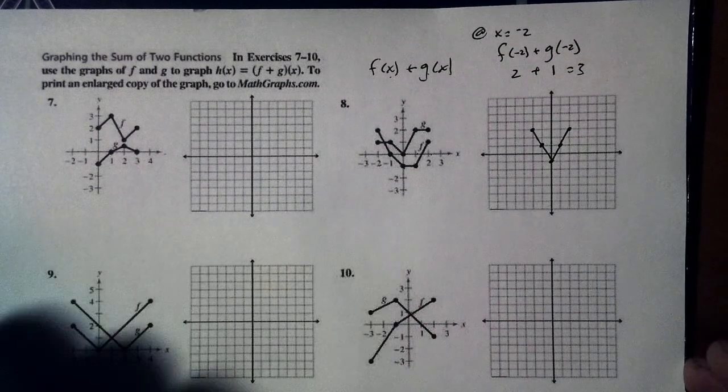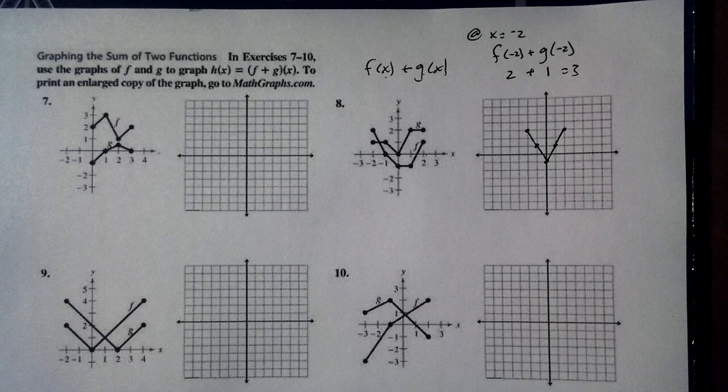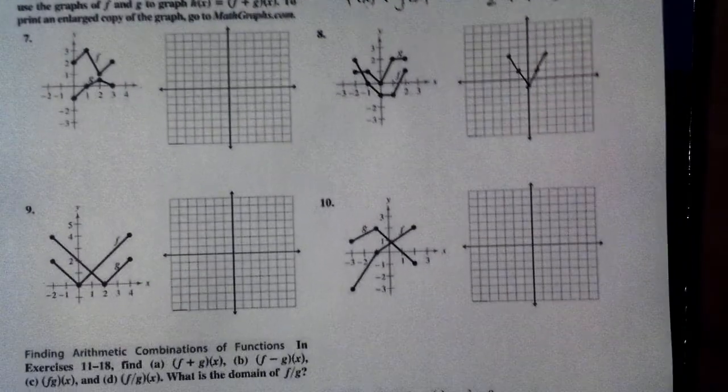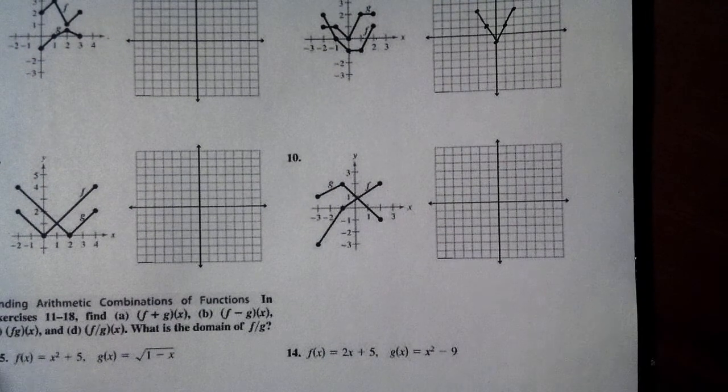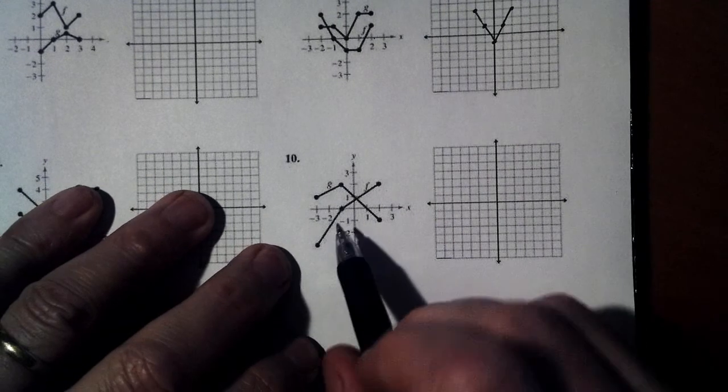So our graph ends up looking like this. Don't put arrows on the end of it, the graph doesn't continue on. So I think, as you can see, pretty straightforward when we've got these 2 graphs here. So we'll just start from the left.